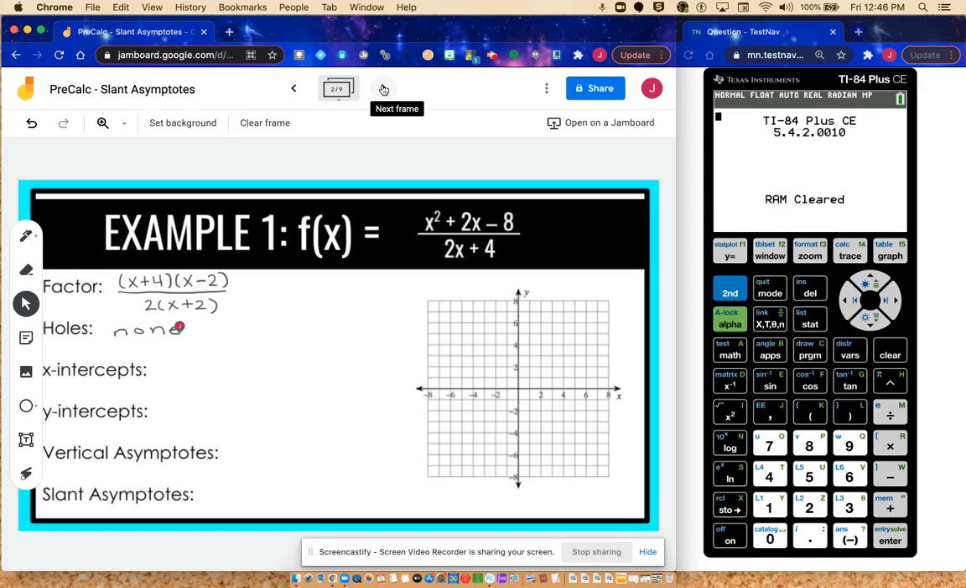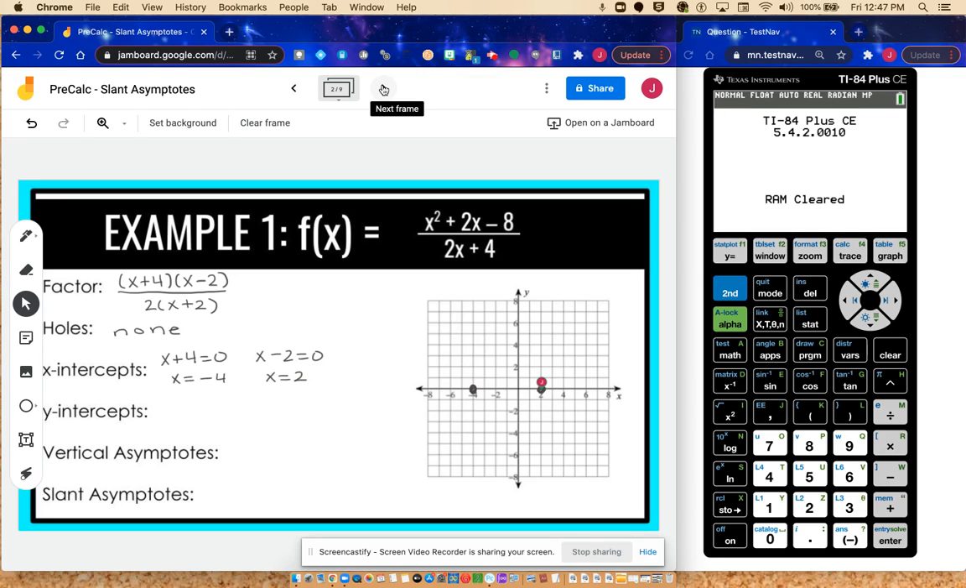The next thing we want are our x-intercepts, and we do that by setting the numerator equal to 0. So x plus 4 equals 0, x minus 2 equals 0. So that's going to give us x-intercepts of negative 4 and positive 2. We can put those on our graph.